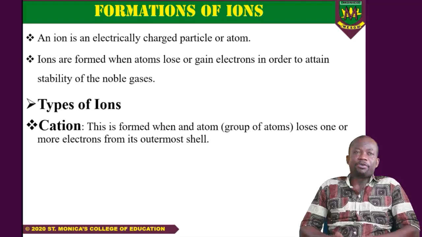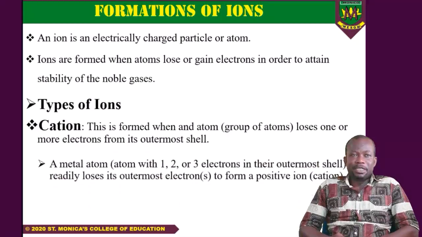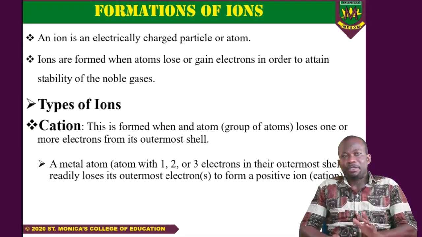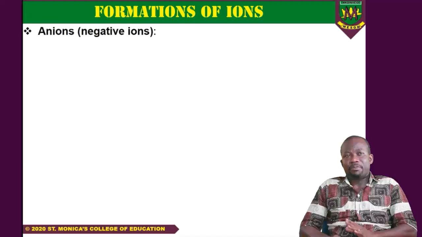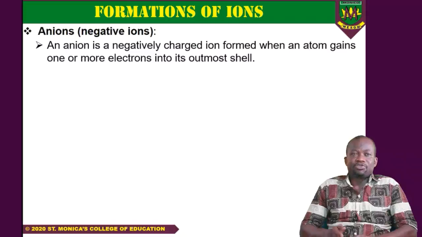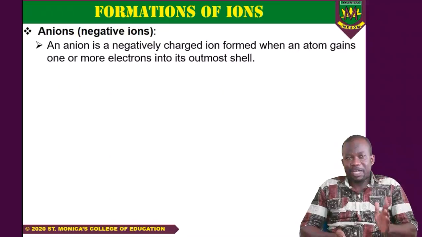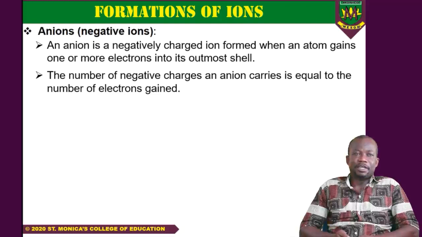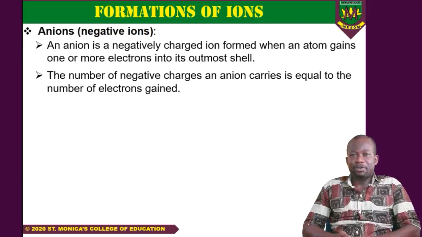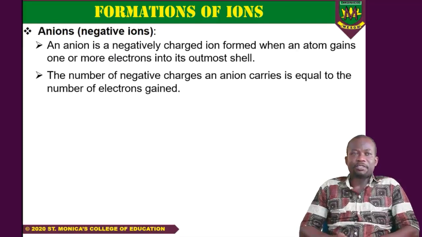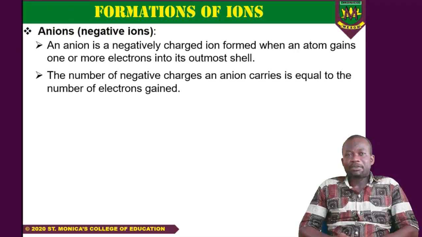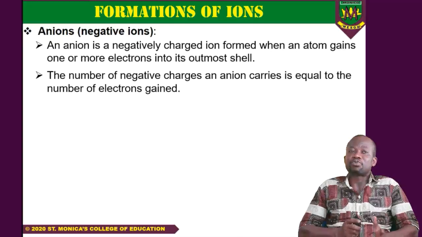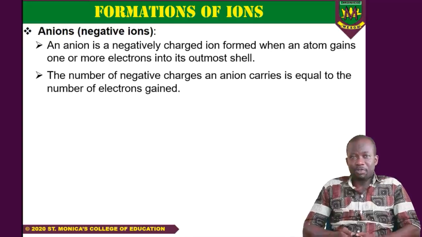The next type of ion is the anion, and here we are talking about negative ions. So when you hear anions, negativity must come into your mind. They are negative ions. They are the ones where you see a negative sign on the extreme top right of it, and cations are the ones where you see a positive sign there. So an anion is a negatively charged ion formed when an atom gains one or more electrons into its outermost shell.